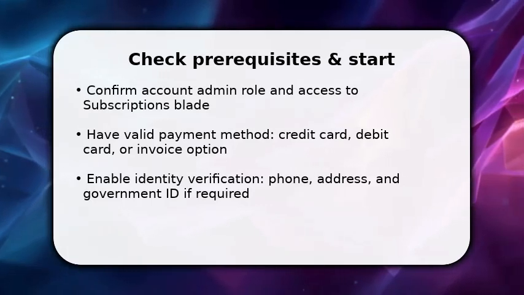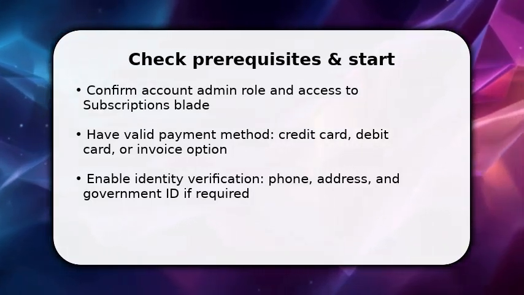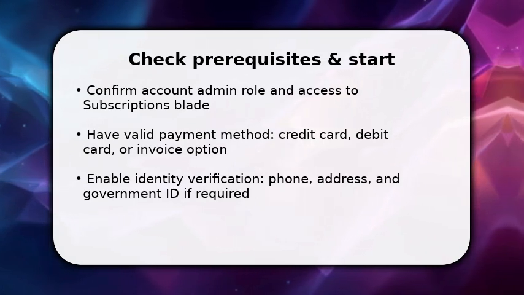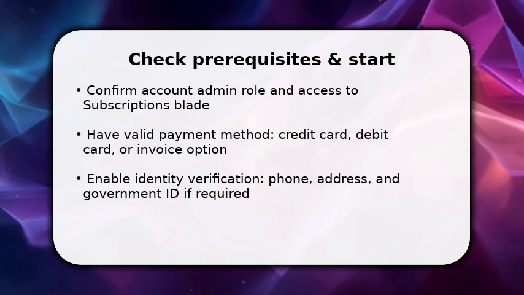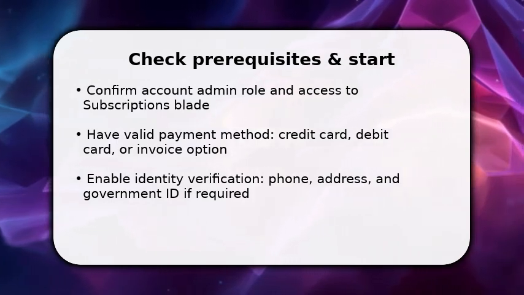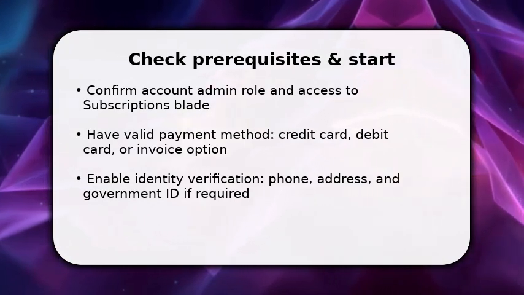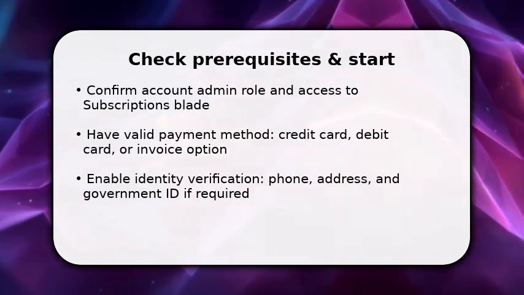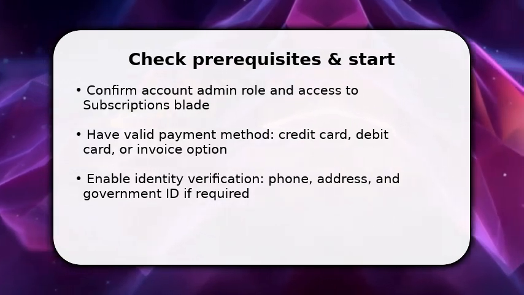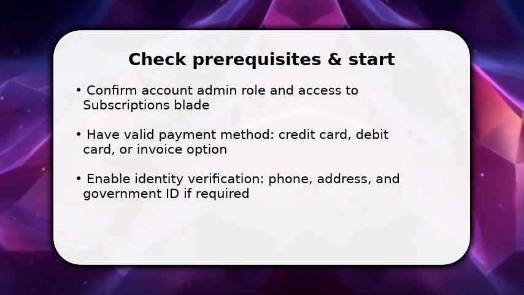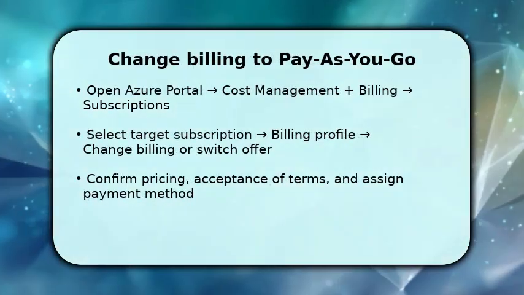You begin by verifying prerequisites so the upgrade proceeds smoothly. First, confirm you have an account with owner or user access administrator rights on the subscription. Without it, you cannot change billing. Next, add a valid payment method in the portal, card details, and billing address. This prevents holdups. Once done, make sure identity verification prompts are completed because Azure may require phone or photo verification to enable pay-as-you-go billing.